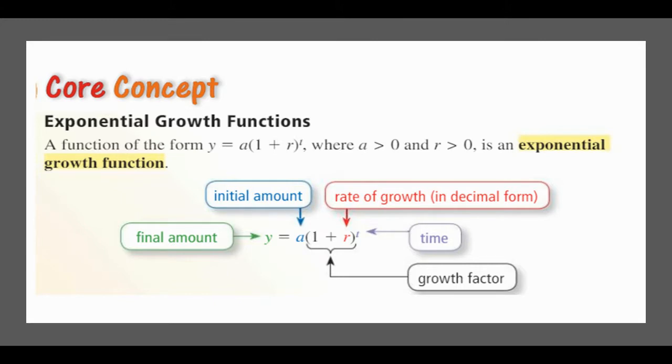Now, y is the final amount of growth, whatever that might be. A is the initial starting amount. That's why a can't be 0. You have to have some type of initial amount to start this off. R is the rate of growth in decimal form. So if we have some type of fractional value, we have to convert it. T is the time. And then the growth factor we can see is 1 plus r. So that's the growth factor.